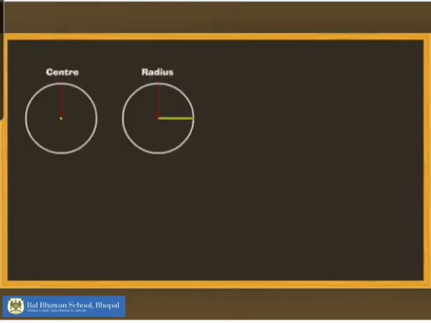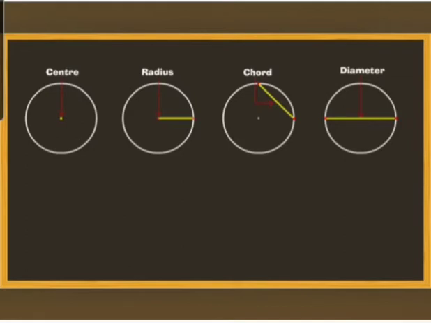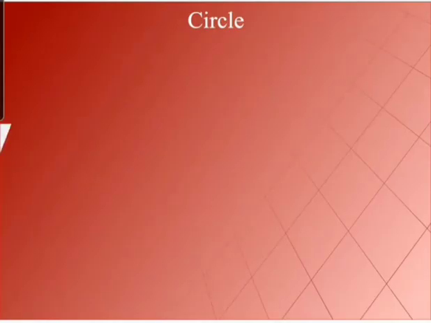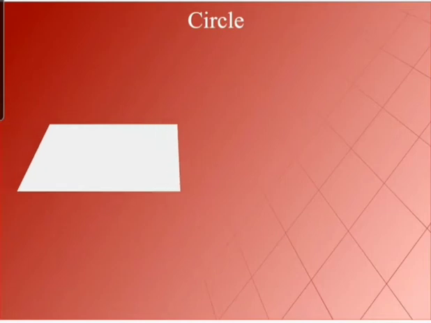You can measure this using a thread. So, center, radius, chord, diameter, arc, semicircle and circumference are the parts of the circle. In this chapter, we also study how to calculate the area and the perimeter of the circle.